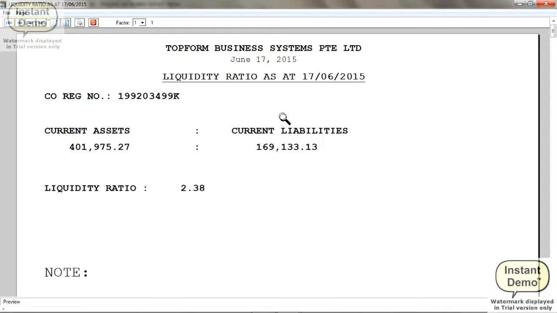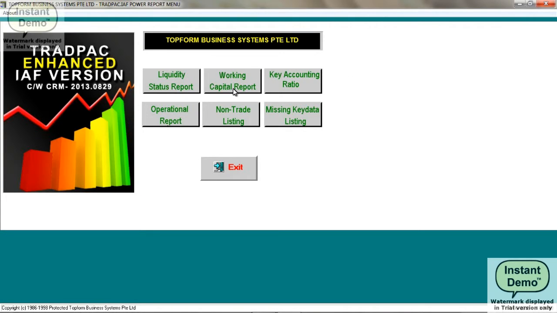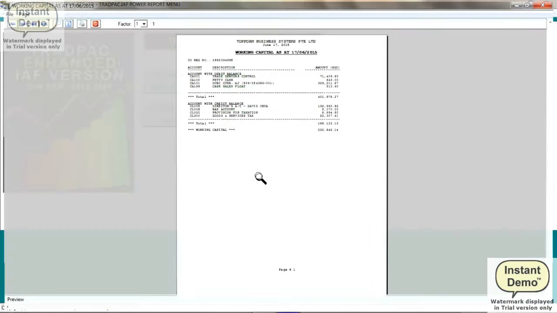So, on one hand, you have got your current assets. On the other hand, you have got your current liabilities. In this case, your current assets are more than your current liabilities. It means that you are very well placed. You have good working capital. Now, what is working capital? I have already given you a rough idea. All you need to do is click on this working capital report to get a much clearer picture.